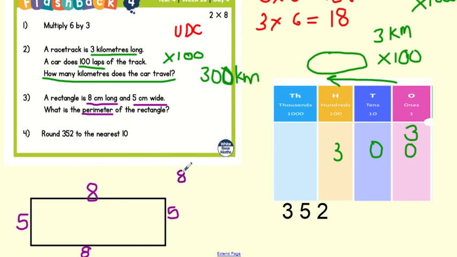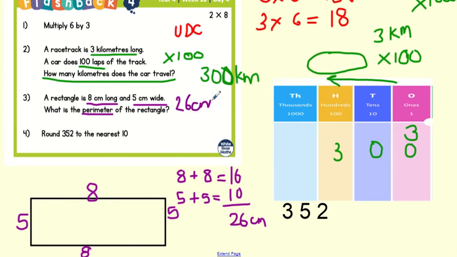Now there's probably a quicker way to do that. Some of you are looking at that thinking, well, I know 8 and 8 is 16. That's a number fact I know. 2 lots of 8. And I know 5 and 5 is 10. 2 lots of 5. And I know I can add together 16 and 10 really easily, mentally I should say, to give me 26 centimetres. So the perimeter of the rectangle is 26 centimetres. And you'll need the centimetres, the unit of measurement, to get it correct. So if you've forgotten it, don't forget to go back and put it in.